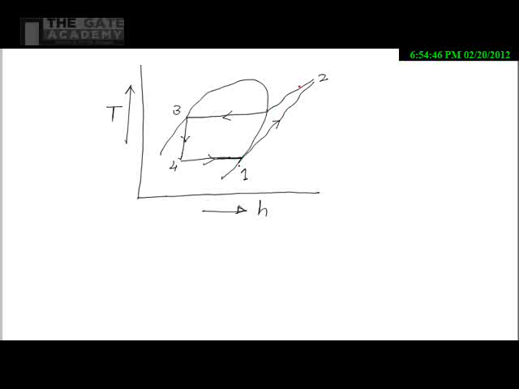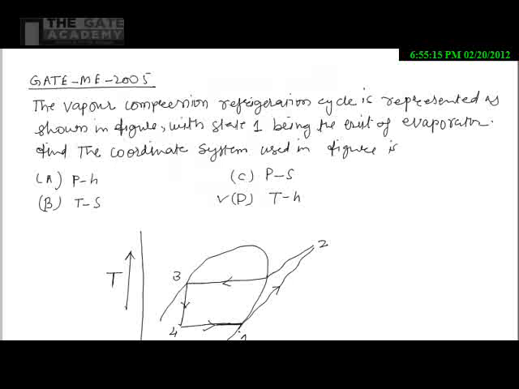If you see 1 to 2, that is isentropic expansion, and 2 to 3, it's a constant pressure process which can be represented by this constant pressure line on the TH diagram. 3 to 4, we know that is a constant enthalpy process. So here on the x-axis there is enthalpy. So 3 to 4 enthalpy is same, and 4 to 1, it's a constant pressure heat addition. So the correct option for this problem is D. It's a TH diagram.